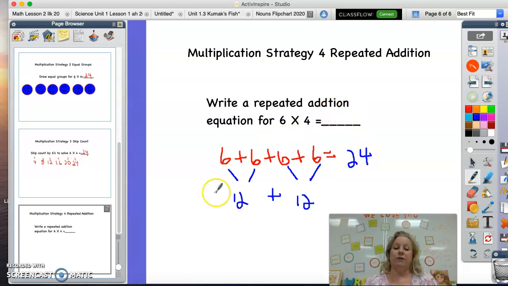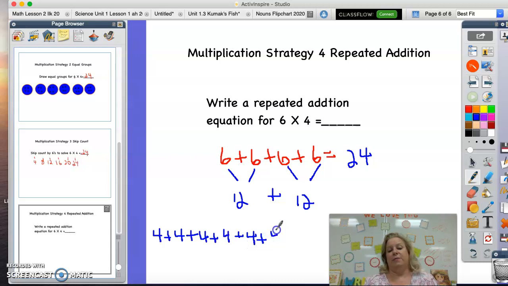Now I can also do this for 6 times also. So we can go 1, 2, 3, 4, 5, and then 6. And I just go back and count them, make sure I got 6. 1, 2, 3, 4, 5, 6. And then I can go ahead and count up by 4s, and I would get 24.